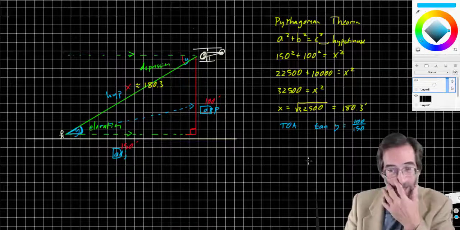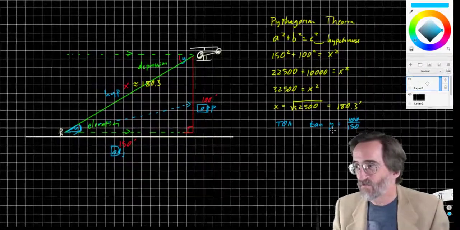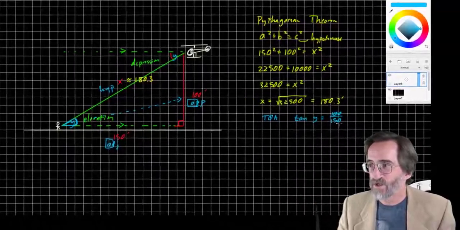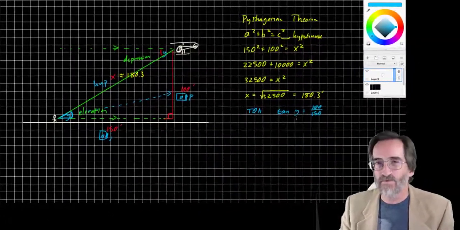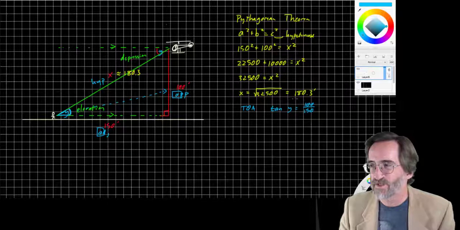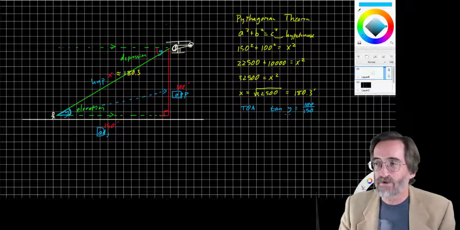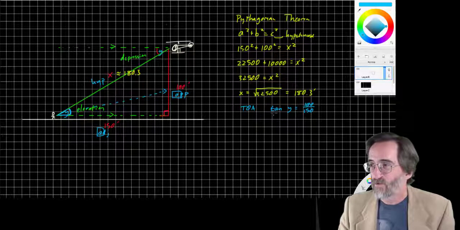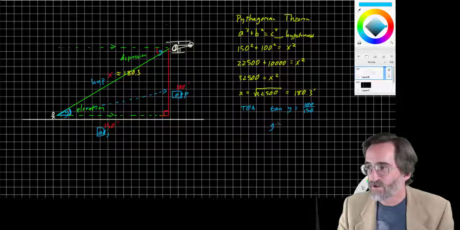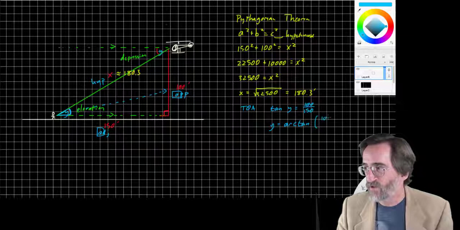Okay, and now we have tangent of an angle equals a ratio, right? 100 over 150. We could reduce that ratio. There's really not much point since we're going to be reaching for a calculator anyway. But this involves finding the angle, so we're going to use something called an inverse function. We're going to undo our tangent, right? So we're going to do the arctangent of 100 over 150. Okay?